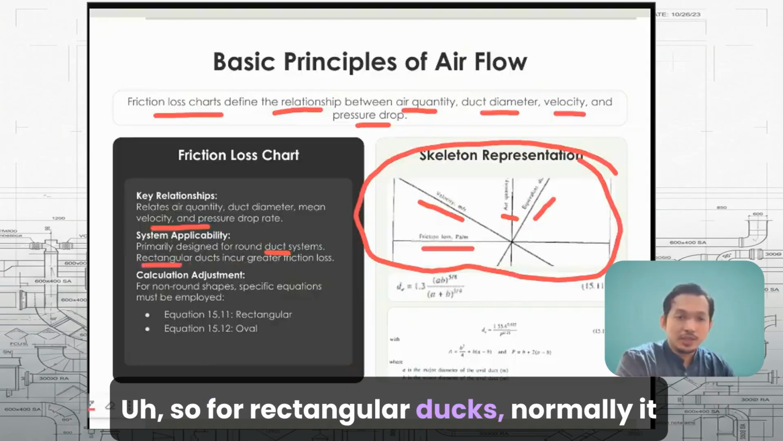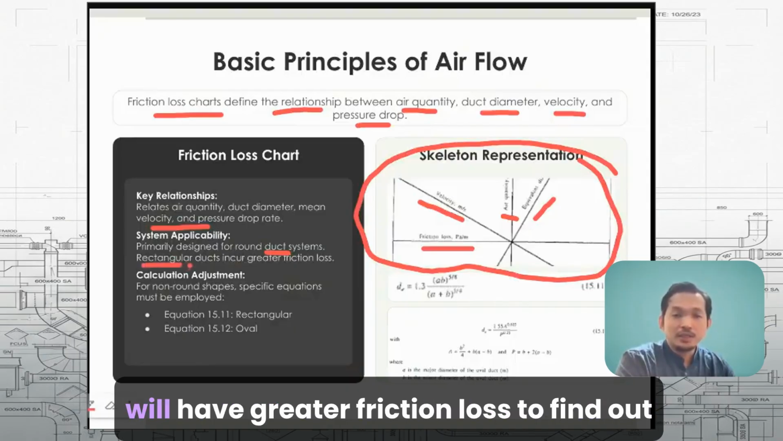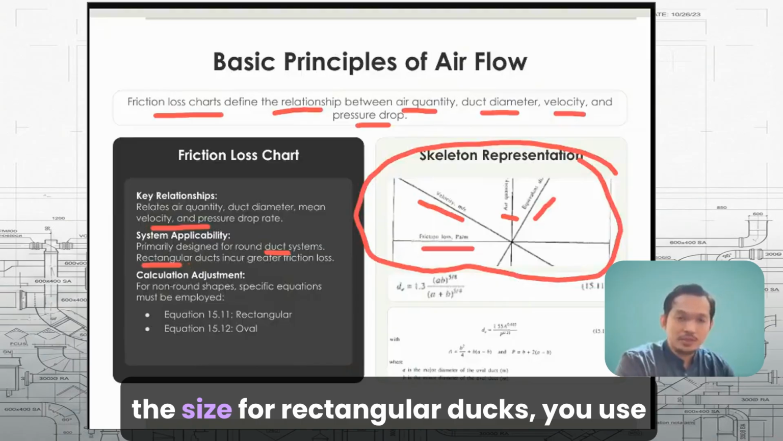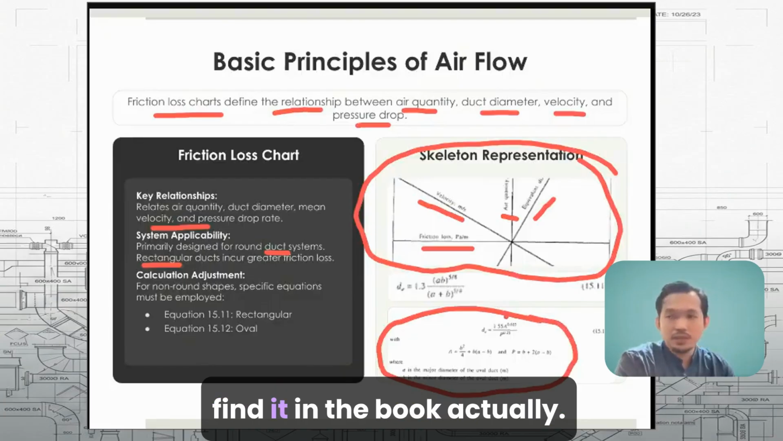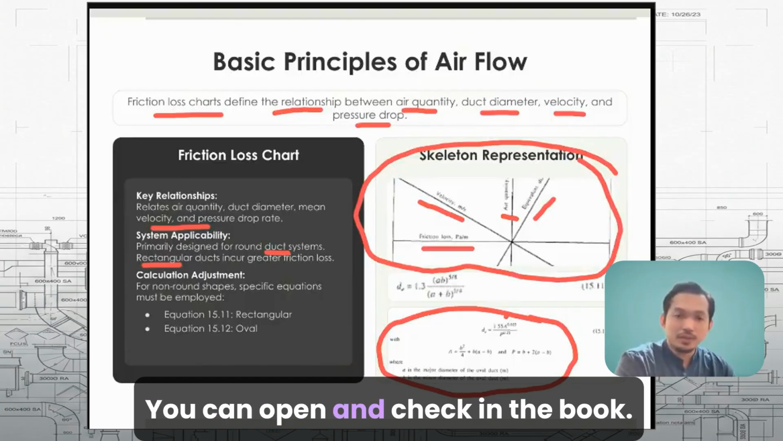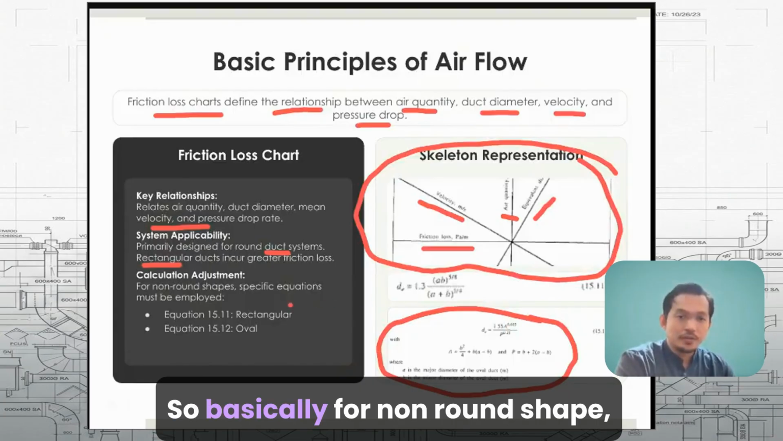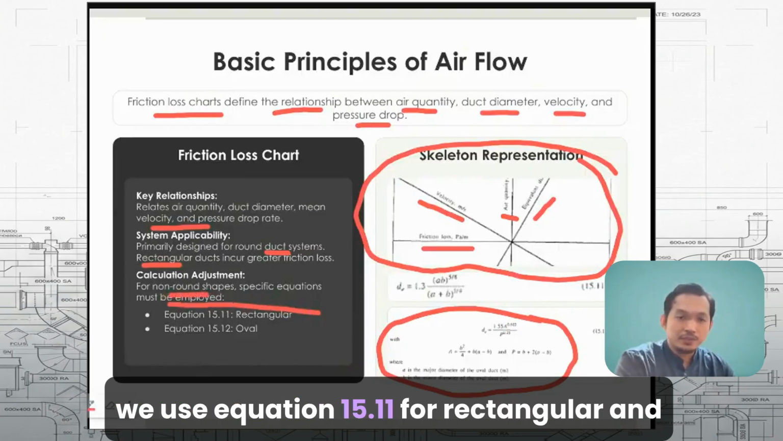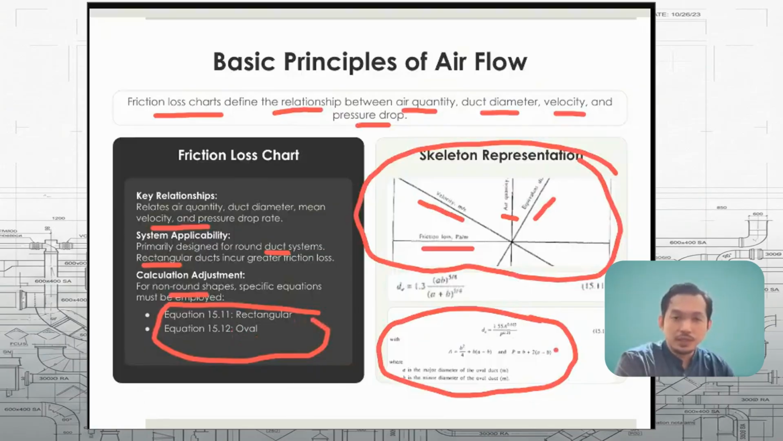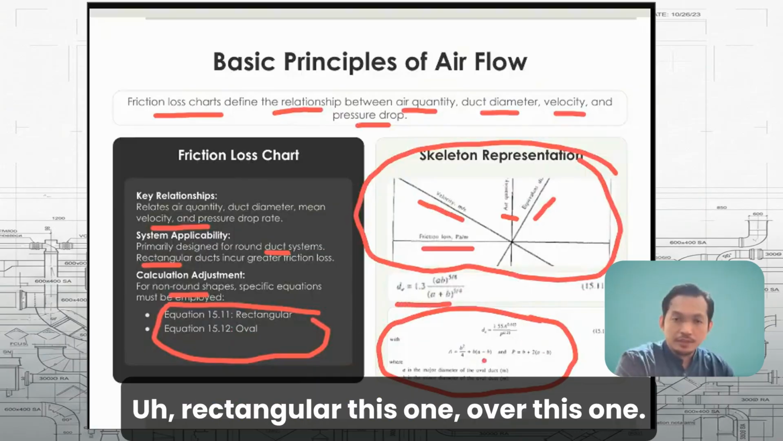For rectangular ducts, normally there will be greater friction loss. To find out the size for rectangular ducts, you use this equation. It's a little bit small, but you can find it in the book and open and check. So for non-round shapes, we use equation 15.11 for rectangular and 15.12 for oval. Rectangular, this one; oval, this one.